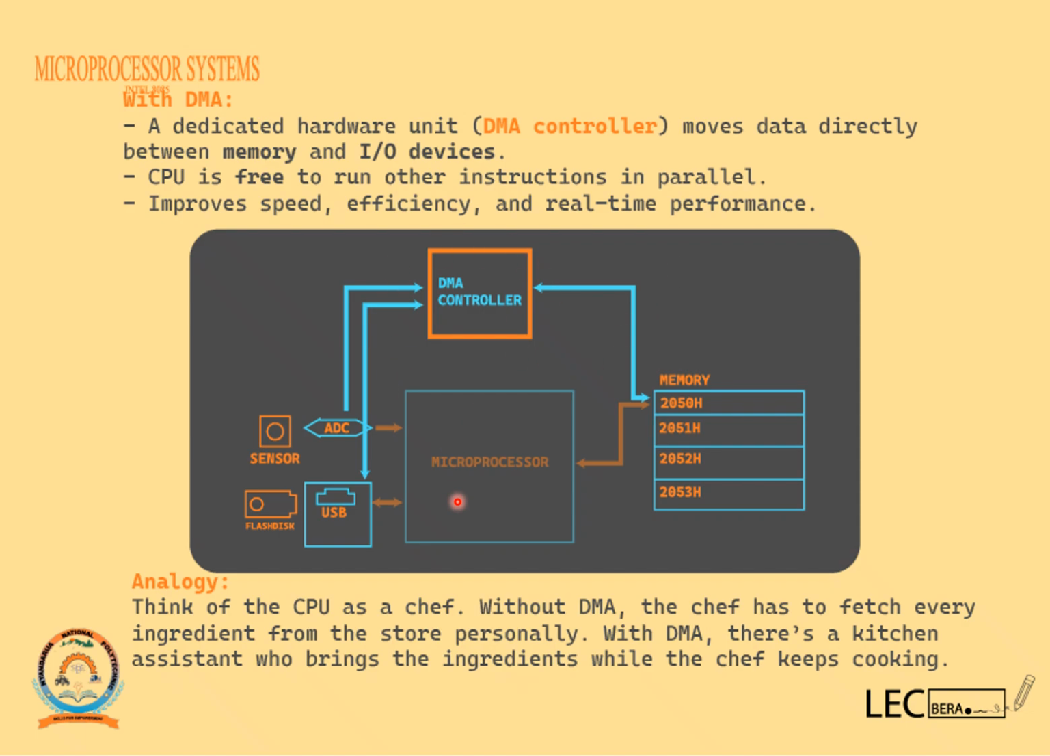A good analogy is whereby we think that we have a chef. So think of the CPU as a chef. Without DMA, the chef has to fetch every ingredient from the store personally.